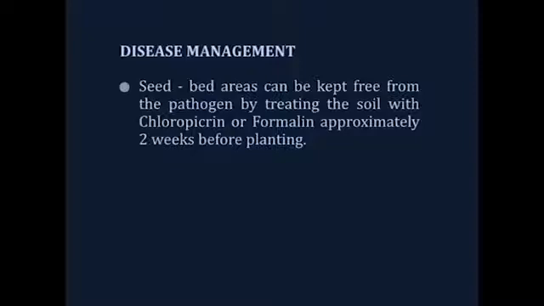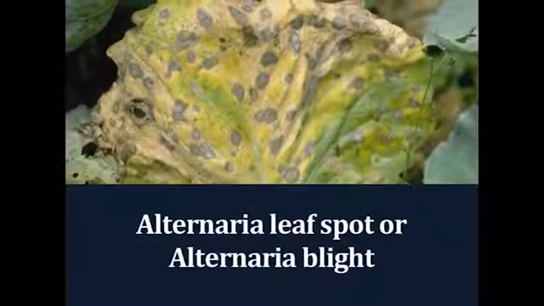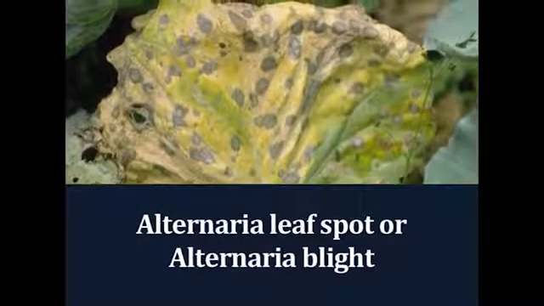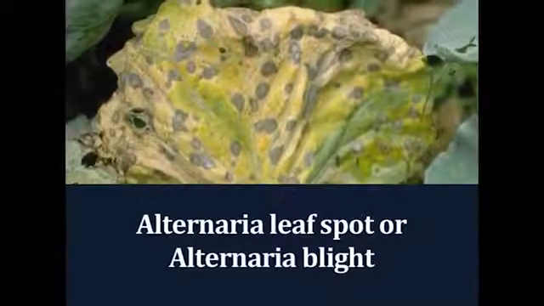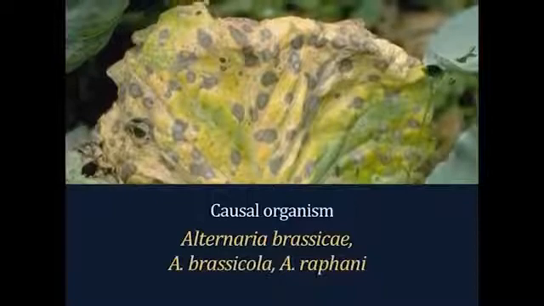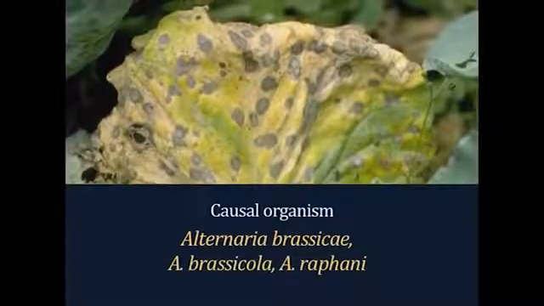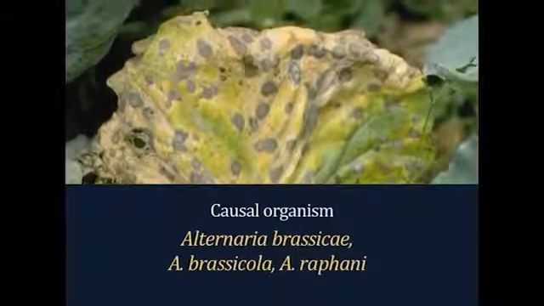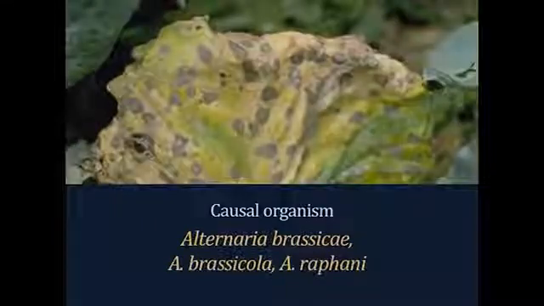before planting. Next disease is the Alternaria leaf spot or Alternaria blight. It is caused by Alternaria brassicae, Alternaria brassicicola and Alternaria raffani. Now let's see the symptoms of the disease.